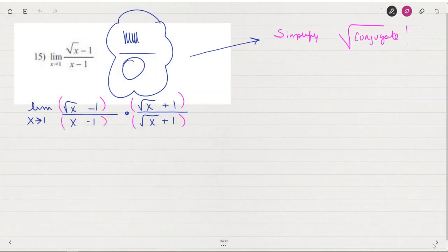So here's what it would look like. I can't just multiply the numerator by the conjugate. That wouldn't be fair. We've got to do it to the denominator also.